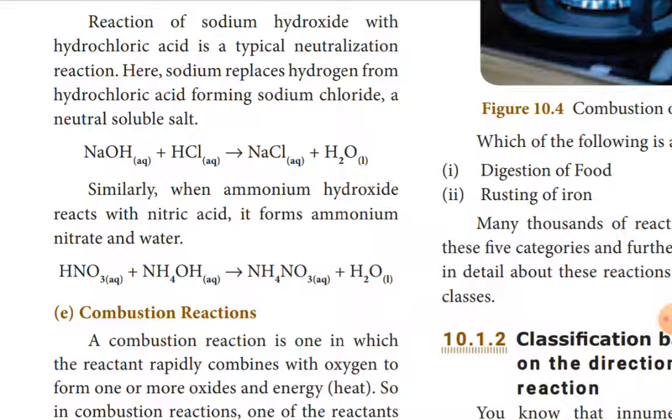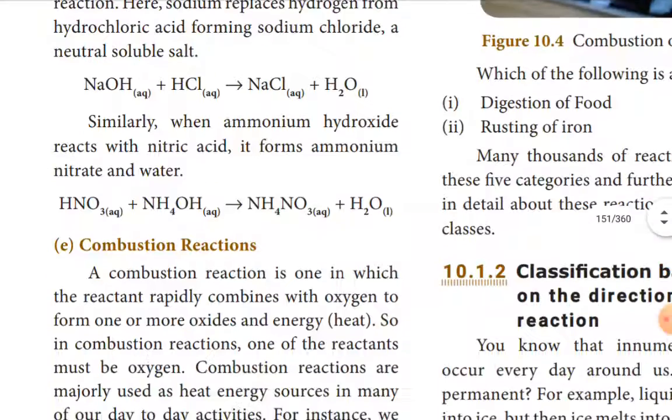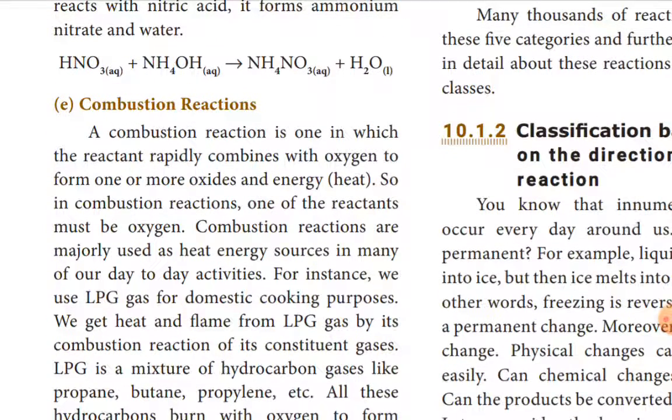So next one, see, combustion reaction. A combustion reaction is one in which the reactant rapidly combines with oxygen to form one or more oxides, giving energy. Combustion means nothing but the process of burning. What takes place during burning? Heat energy is liberated. Heat is given out. In a combustion reaction, one of the reactants must be oxygen. Without oxygen, combustion will not take place. Oxygen is the supporter of combustion. Oxygen is a very essential element for combustion.